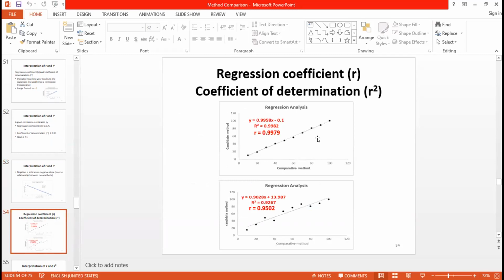You can see two regression plots. Look at the top one. Your data points are nicely sitting on the regression line, which means there's a very good correlation, which is reflected by a good correlation coefficient. Look at the below one. The data points are scattering away from your line. A poor correlation, which is reflected by a poor R and R squared.